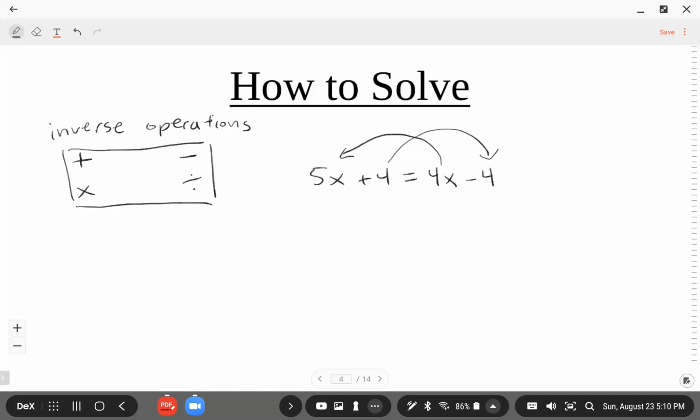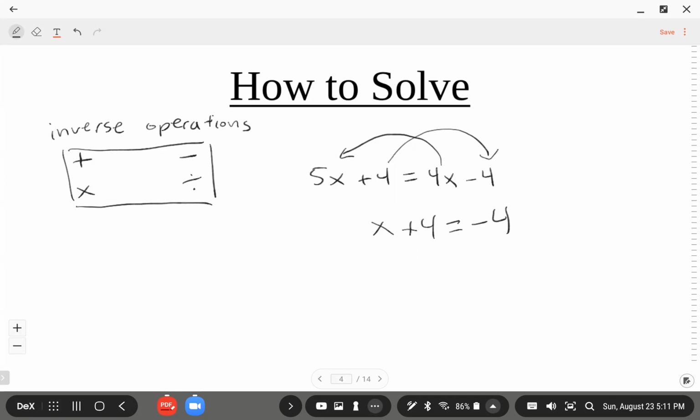So let's do that. And then the next stage, after we simplify, would be x plus 4 equals negative 4. Now why, when we combine 5x and 4x, why do we not get 9x? I mean, 5 plus 4 is 9, right? But remember, we need to use inverse operations. Instead of adding 4x, we need to subtract 4x.